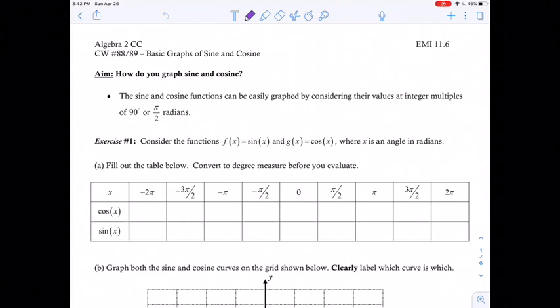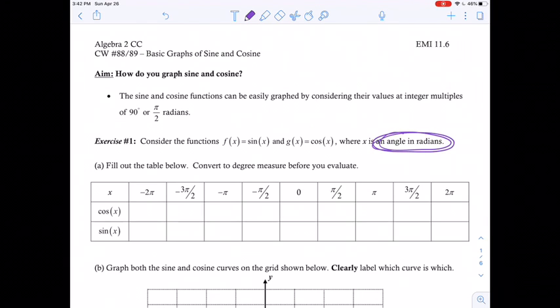Today we're going to start to take a look at how we graph sine and cosine on a set of axes. So the sine and cosine functions can be graphed easily by considering their values at integer multiples of 90 or pi over 2 radians. In exercise 1, consider the functions f of x equals sine x and g of x equals cosine x, where x is an angle in radians.